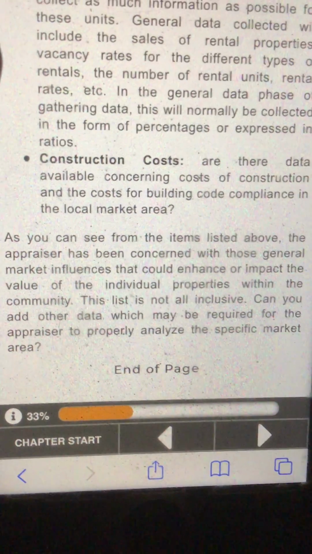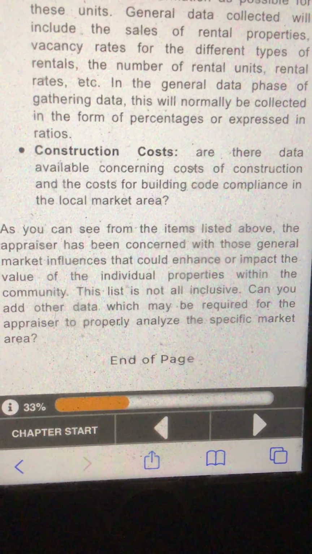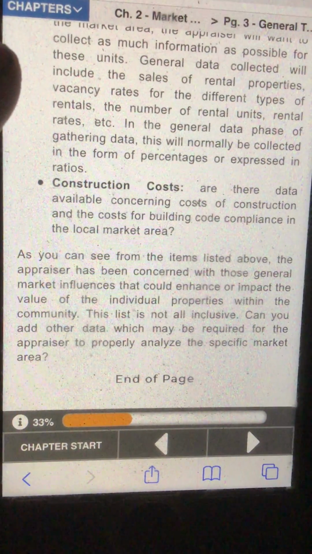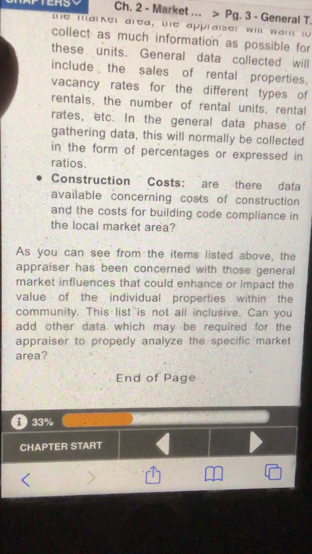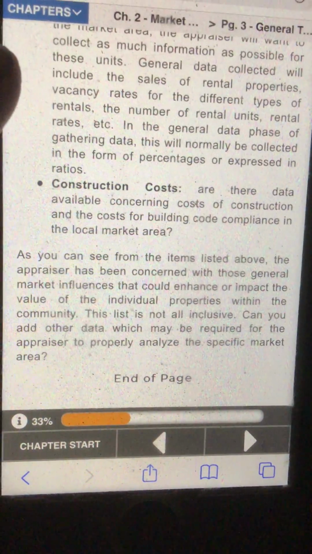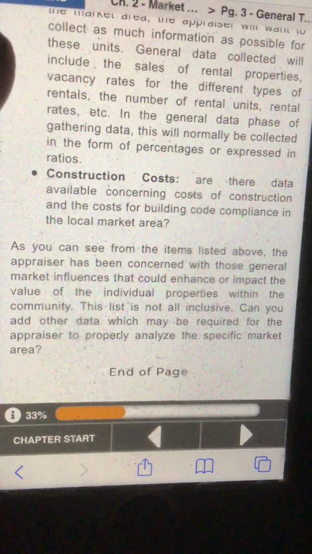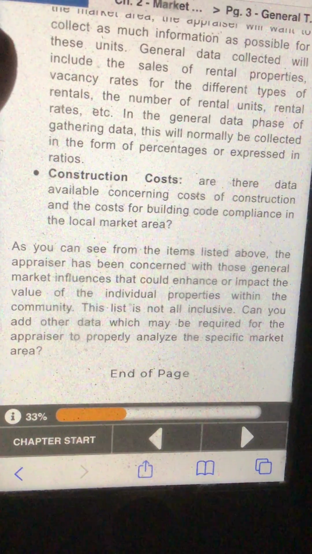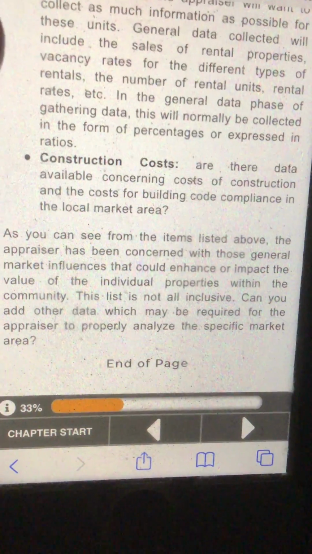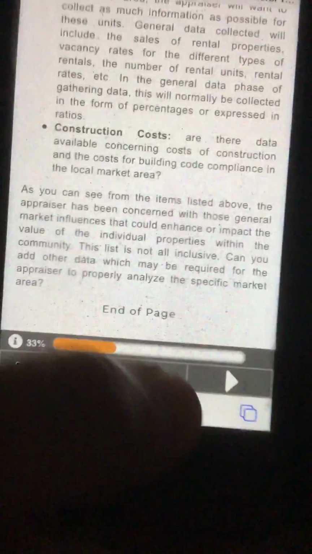Construction costs. Are there data available concerning costs of construction and the costs for building code compliance in the local market area? As you can see from the items listed above, the appraiser has been concerned with those general market influences that could enhance or impact the value of the individual properties within the community. This list is not all inclusive. Can you add other data which may be required for the appraiser to properly analyze the specific market area? End of page, 33%.